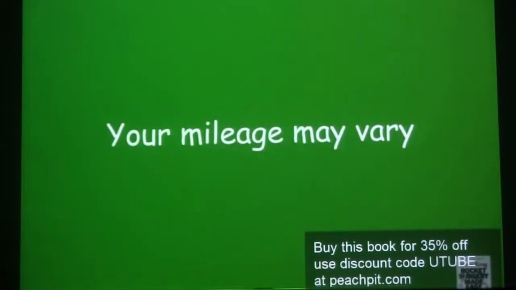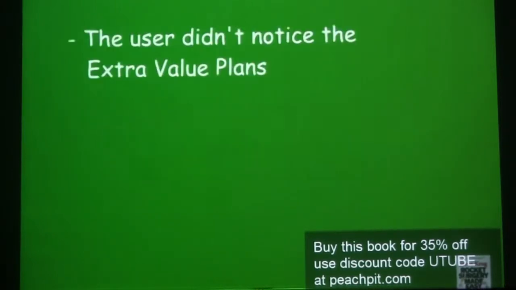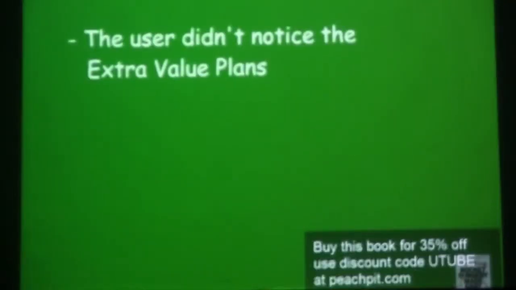Those are the three that struck me as most important, but there were certainly others that you might have had on your list. For instance, this user didn't notice the extra value plans until I prompted her. This didn't make my top three list, though, because I suspect that if I'd let her continue a little longer, she would have noticed them on her own.